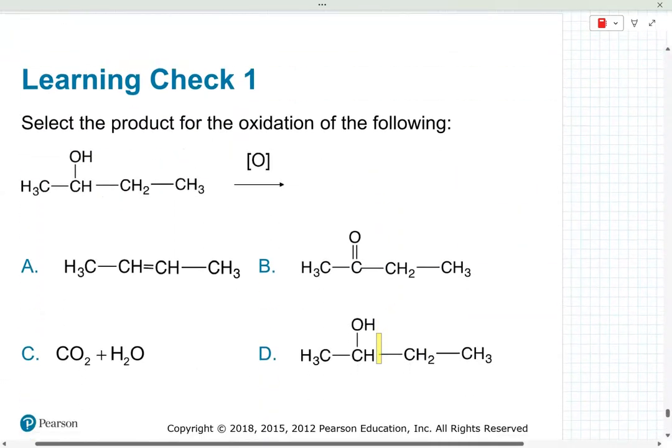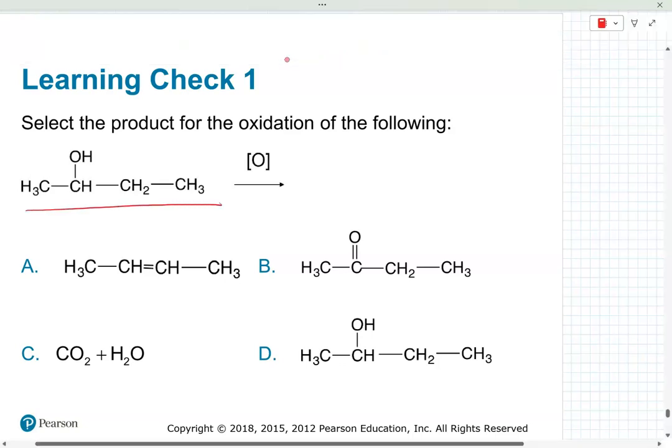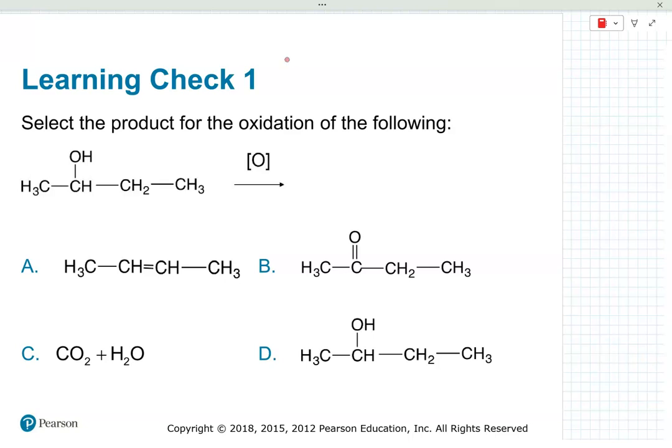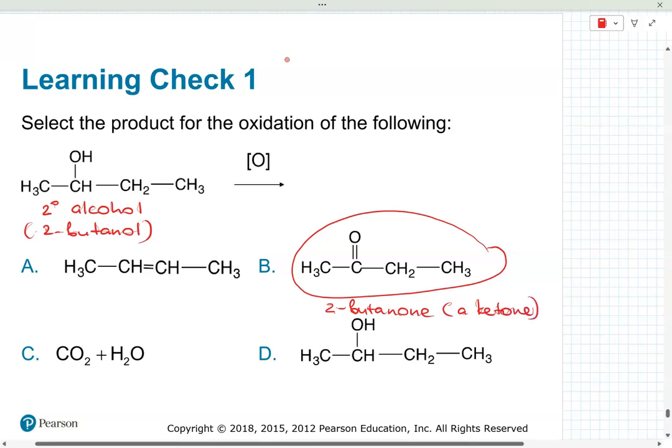Okay? So, what do you think is going to be the product of this reaction? The oxidation of a, first of all, let's start with this. Primary or secondary alcohol here? This one. Primary or secondary? Secondary, because this carbon is connected to two more carbons. So when you oxidize the secondary alcohol, what are you going to get? Okay?